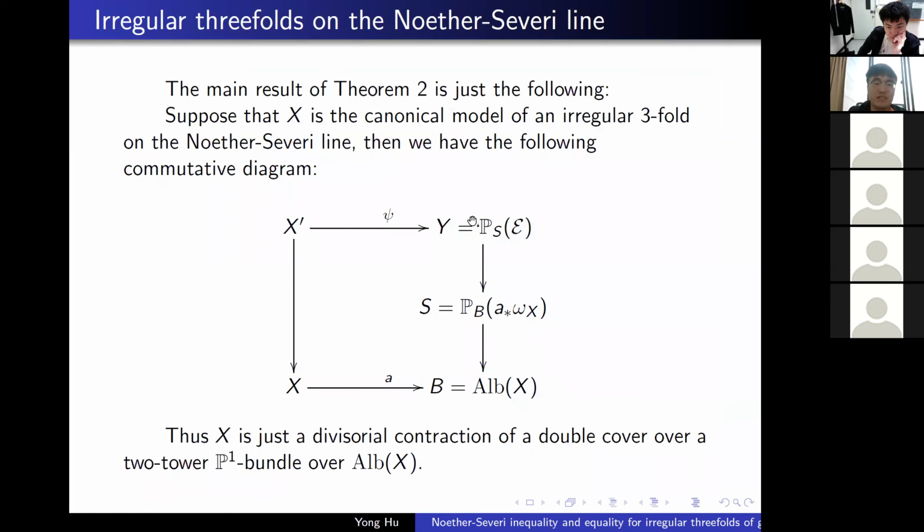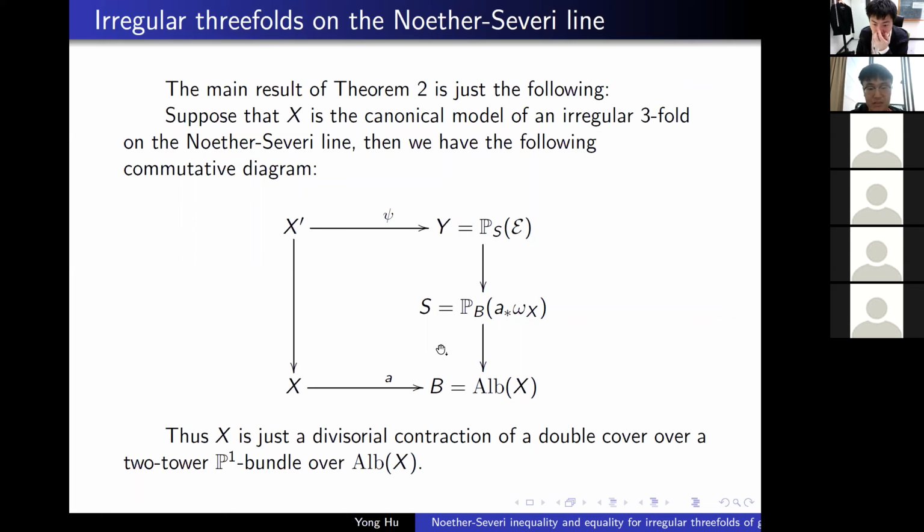So the main result of theorem 2 is just the following. Suppose that X is the canonical model of an irregular threefold on the Noether-Severi line. Then we have the following commutative diagram. Now, we first consider the Albanese fibration. This is the fibration over a smooth elliptic curve. And the general fiber is a 1-2 surface. So there is a natural section called the base locus section. And we blow up this section, we get X prime. And X prime factors through this one.